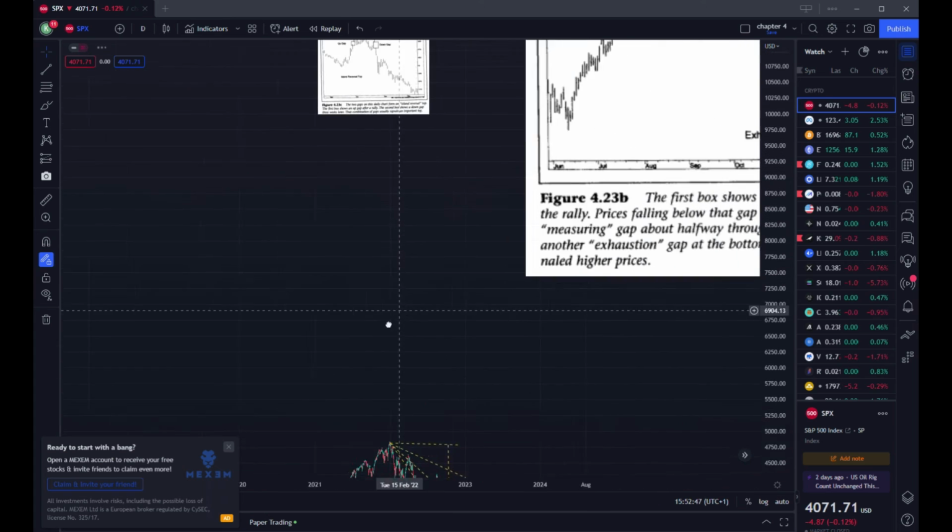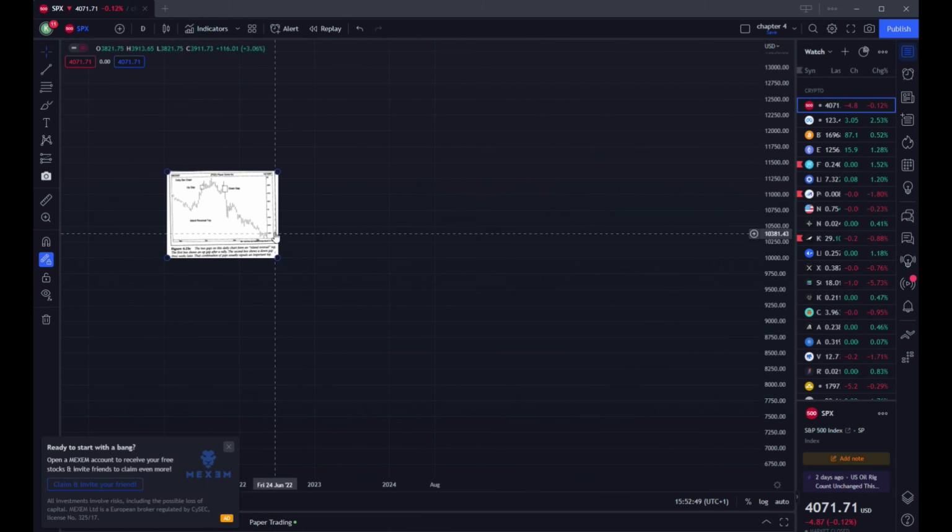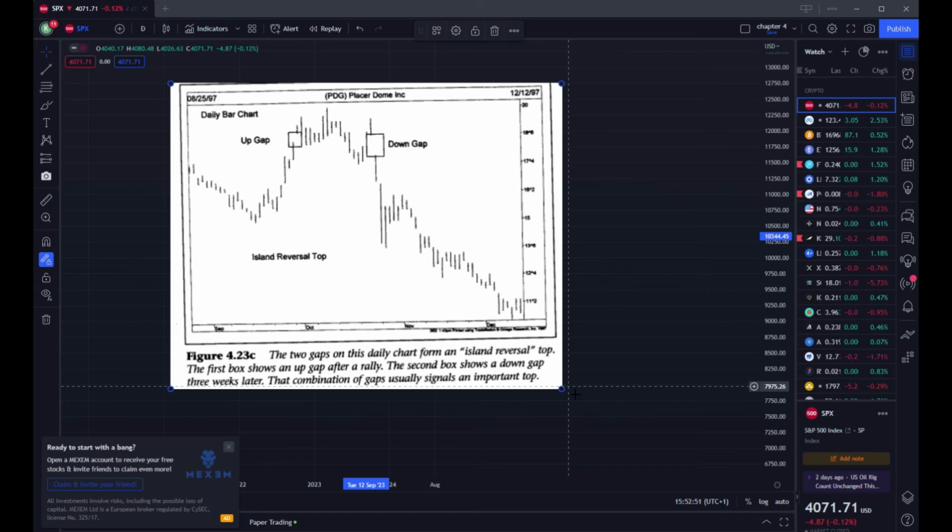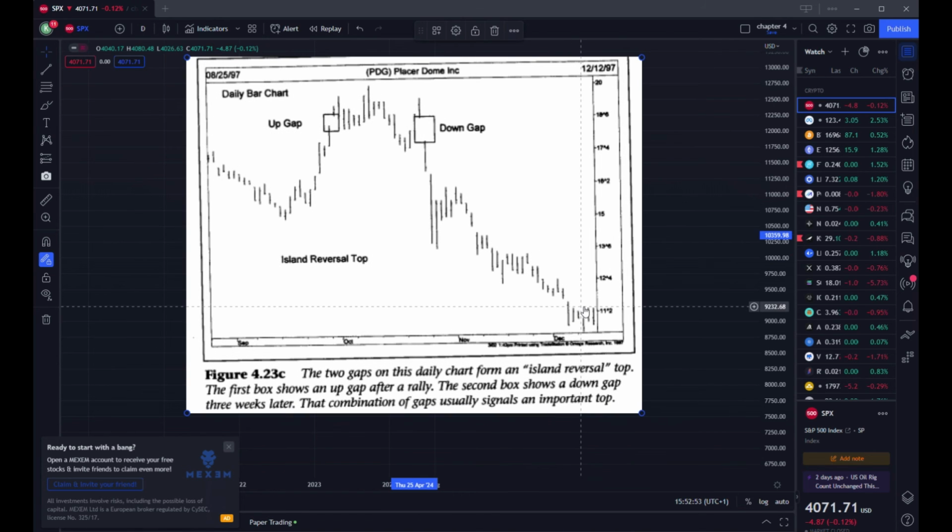Where are the prices here? Yeah, and this was about the island, basically meaning an up gap and a bottom gap, indicating an island, and islands indicating a reversal pattern.